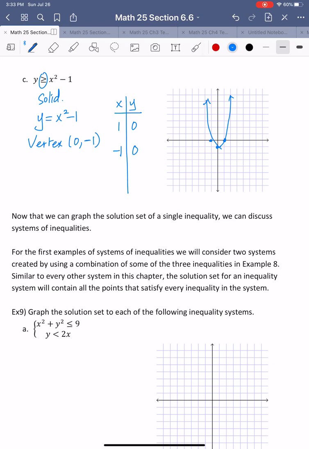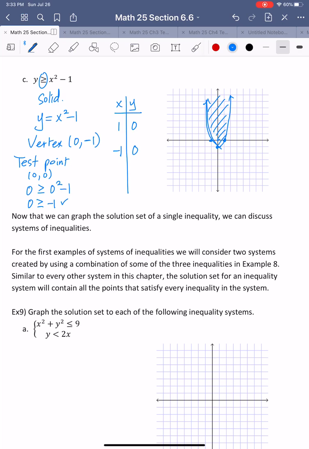This time you can use 0, 0 as a test point, because the parabola didn't go through the origin. So 0 is greater than or equal to 0 squared minus 1, so 0 is greater than or equal to negative 1. Yes, it is true. So 0 is one of the solutions, so you have to shade inside.